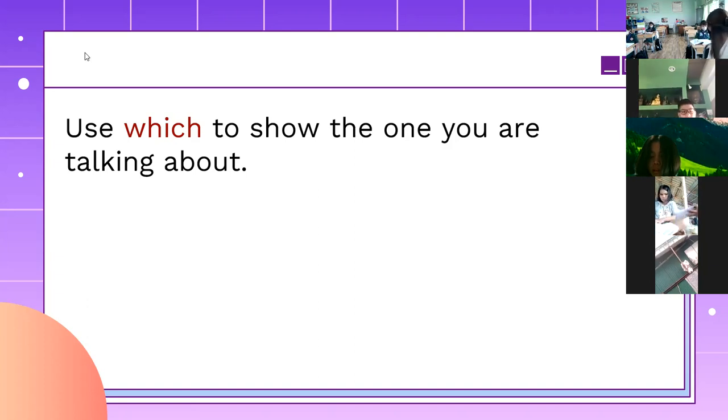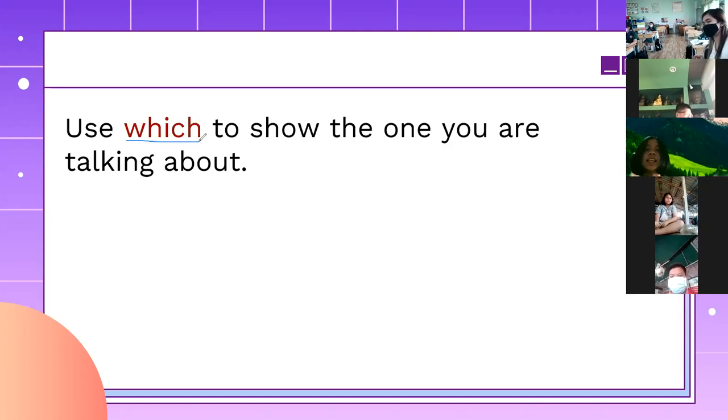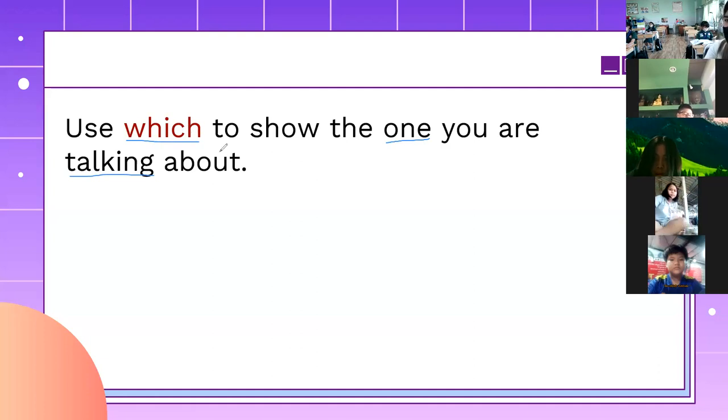So there, we're going to learn the use of which. When you say which, let's spell W-H-I-C-H. Okay, so which is to show the one you are talking about. For example, teacher is talking about the TV. That TV is really small, which is what I like. Or that TV is really big, which I like, or which I want. So you're going to write which to show that that TV is what I am talking about.